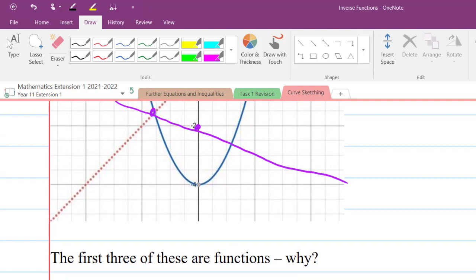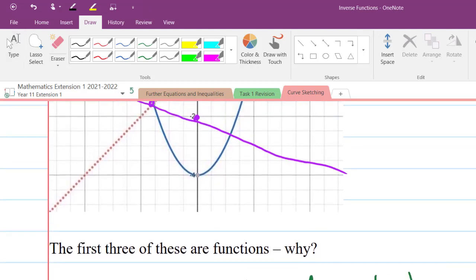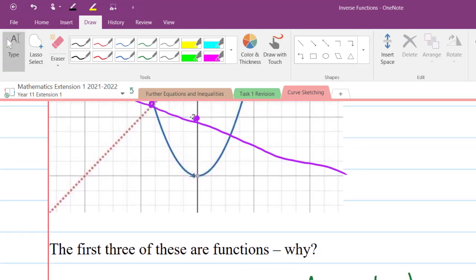So take a minute and try to work out what do we need to be able to say about the original function, to be able to confidently say that the inverse will also be a function. Please don't call out the answer if you work it out.